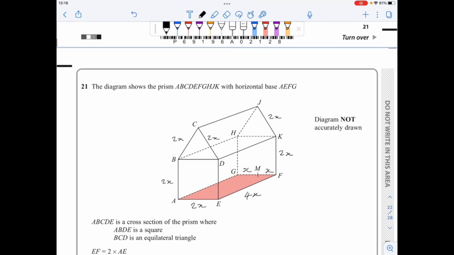Next, I will work with the triangle JHK, and I will find its vertical height. Let's call this point here that is vertically above M as N. So let's extract this triangle as well.